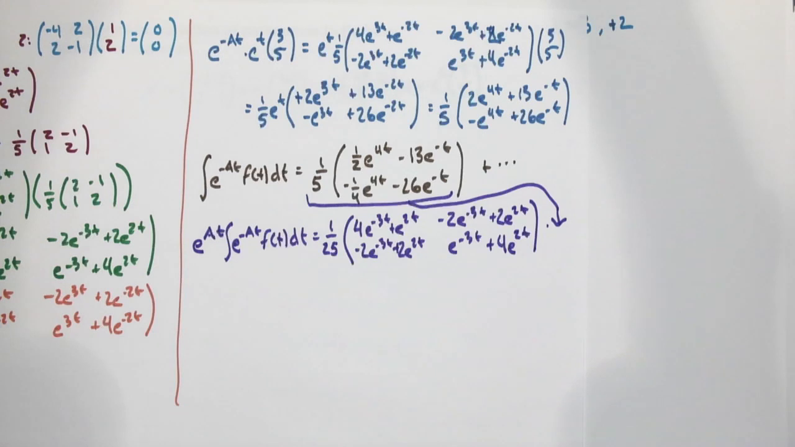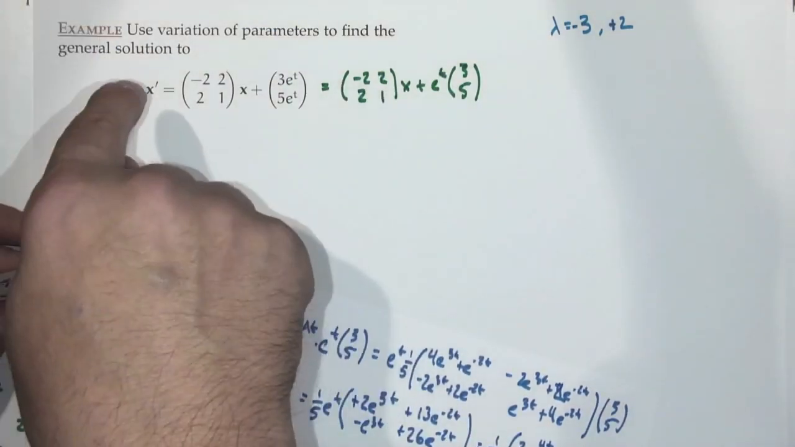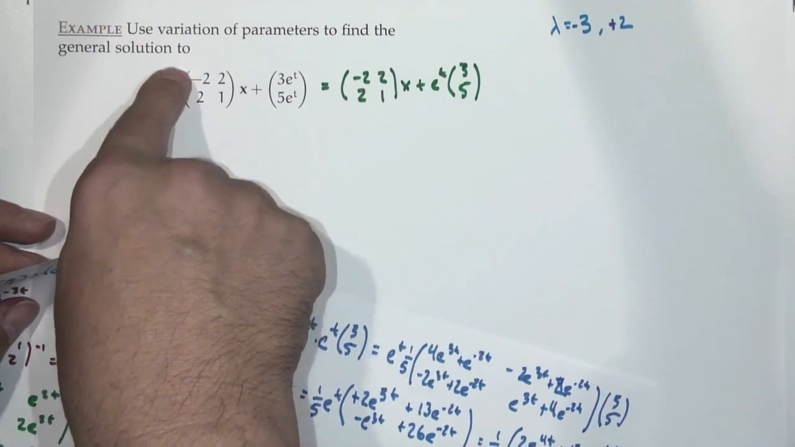What could be easier? But unfortunately, we're out of time. So, all right. Moral of the story? Undetermined coefficients.